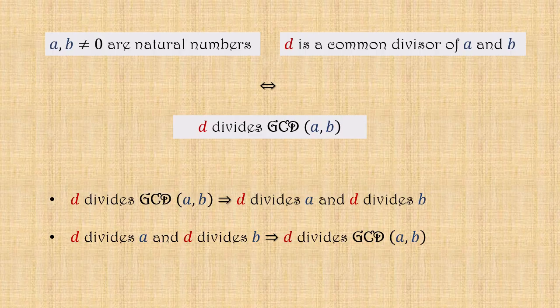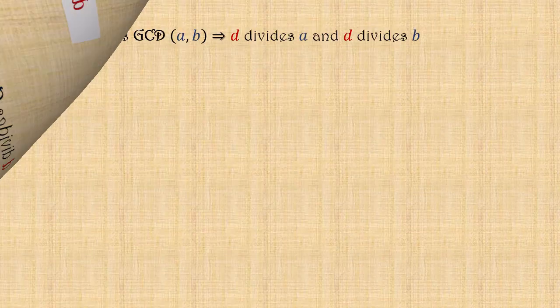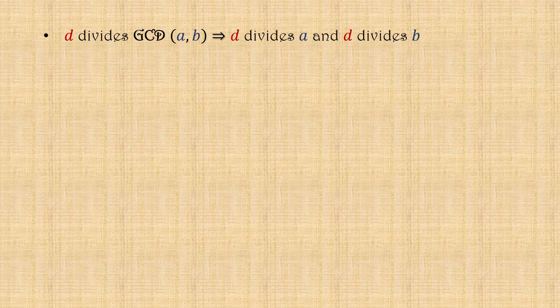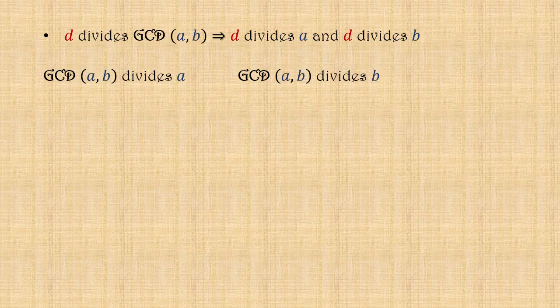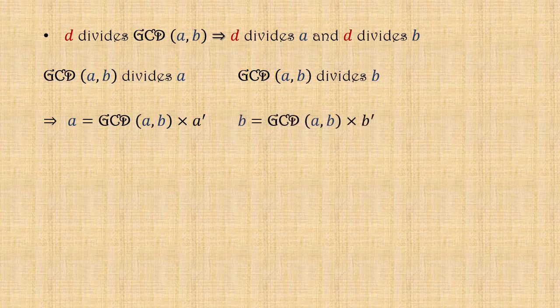Let's start by proving the first implication, which is obvious and quite simple to prove. We already know that the greatest common divisor of a and b divides both numbers, a and b. So, there are two natural numbers that we can note, a prime and b prime, such that a equals the greatest common divisor between a and b multiplied by a prime, and b equals the greatest common divisor between a and b multiplied by b prime.